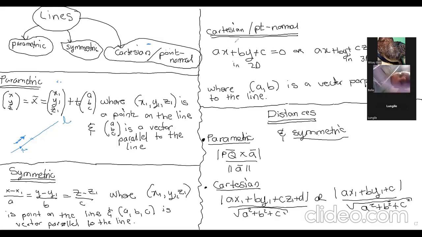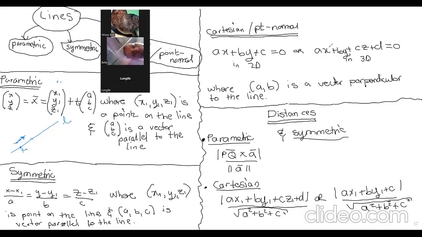And then we have the last one, which is the Cartesian point normal. This is the one we are used to. It's ax plus by plus c is equal to 0. In 2D, in 3D, you have to add an extra variable z. Then you can make the constant d, whereby (a, b) is a vector that is perpendicular to the line. So you have the line like this, then some perpendicular vector will be your (a, b), right?